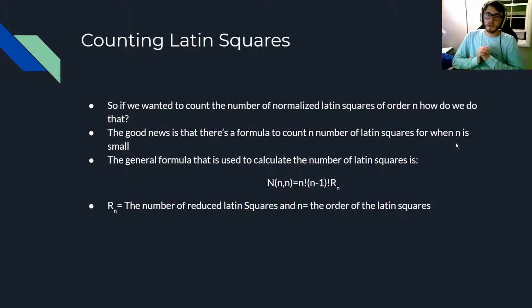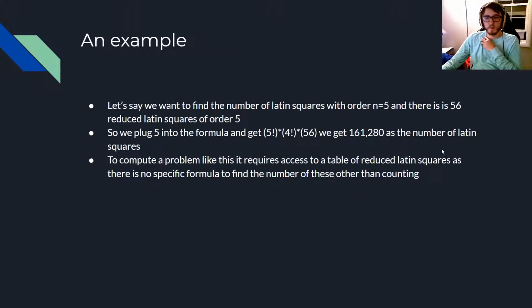So how do we count Latin squares? The good news is that there's a formula to count Latin squares when n is small. The general formula used to calculate the number of Latin squares is L(n, n) equals n factorial multiplied by (n minus 1) factorial multiplied by Rn. So what does Rn stand for? Rn is the number of reduced Latin squares, and n stands for the order of the Latin squares.